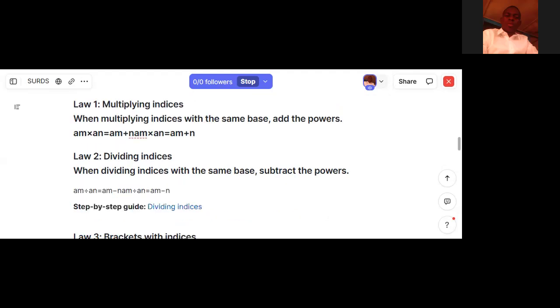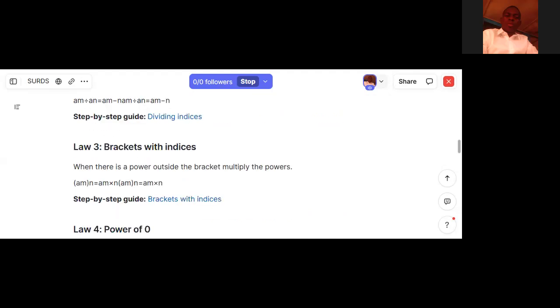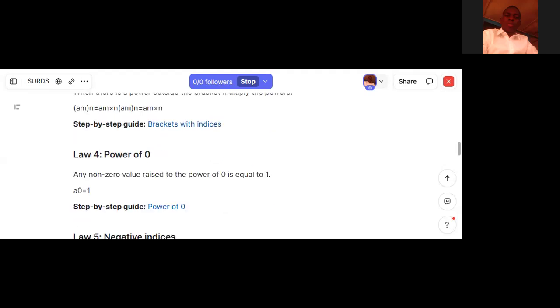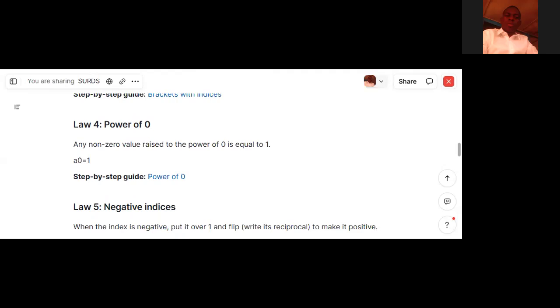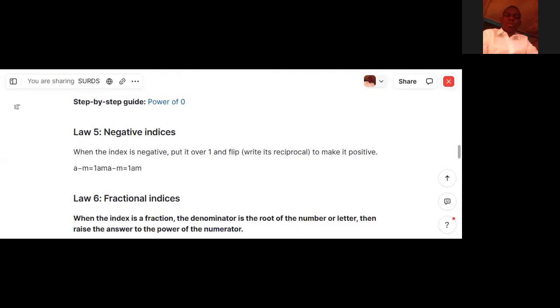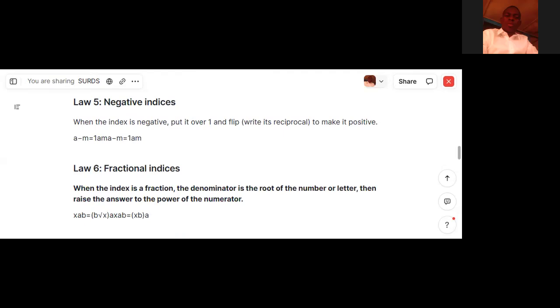I want to explain. We see multiplying indices. When multiplying indices with the same base, we add the powers. When dividing indices of the same base, we subtract the powers, as shown on your screen. Now, brackets with indices. When there is a power outside the bracket, we multiply the powers. Any non-zero value raised to the power of 0 is equal to 1, just as I've shown you. Now, negative indices as well. When the index is negative, put it over 1.